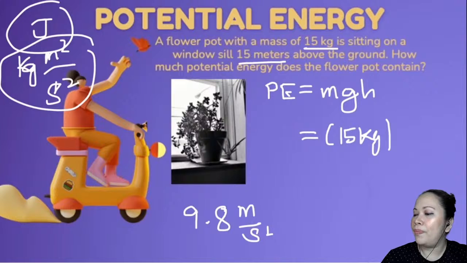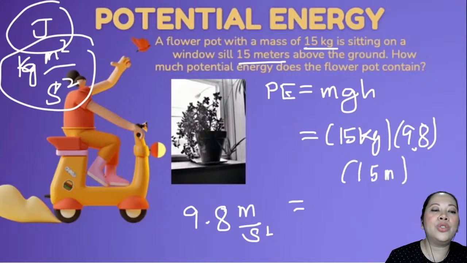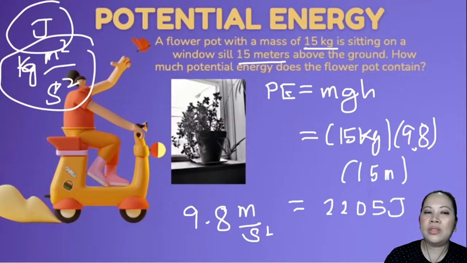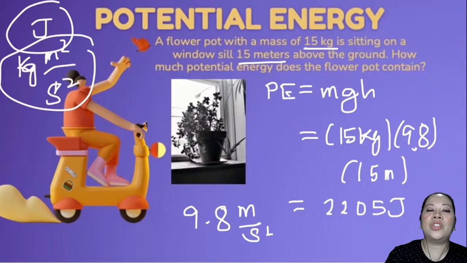So you have 15 times 9.8 times the height, which is 15 meters. All we need to do is multiply 15 times 9.8 times 15. So that is 2205 joules. That's the answer. All right, so that is your potential energy and your kinetic energy.